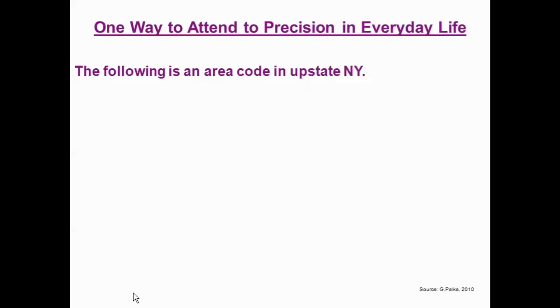So one way to attend to precision in everyday life. This first example is an area code in upstate New York. I live in upstate New York. And according to my friends who live in the city, I'm technically in upstate New York, because as they like to say, Gail, upstate New York is an hour beyond the Tappan Zee, so you're technically upstate. So if there are any people involved today from the city, you know what I'm talking about. So anyway, here's the area code.